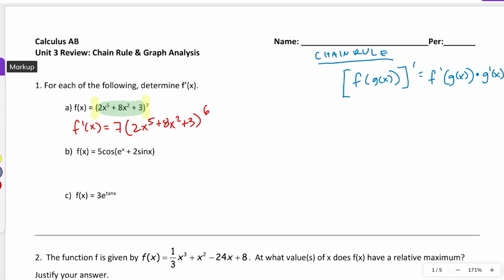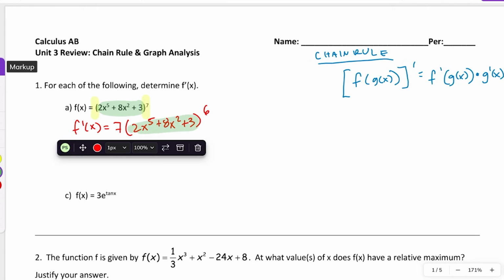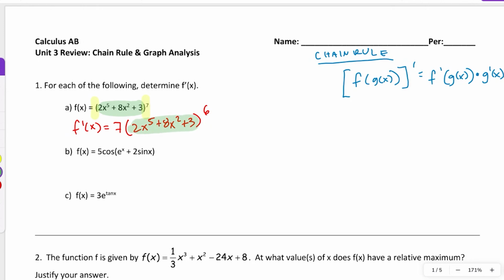Okay, maybe I'll highlight that. This is still the same thing as what we originally had. And so now we're going to multiply this by the derivative of what's on the inside. And we'll just use power rule all the way down. So we're going to get 10x to the 4th plus 16x, and that's it.